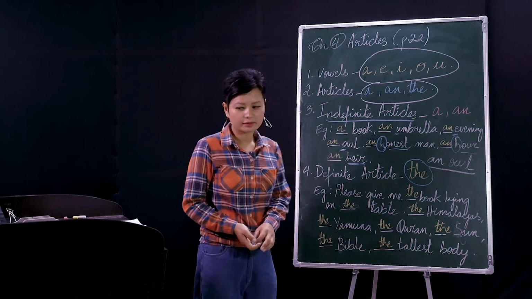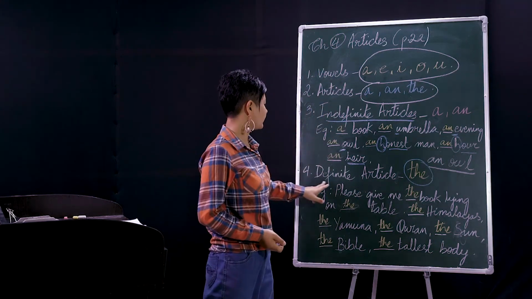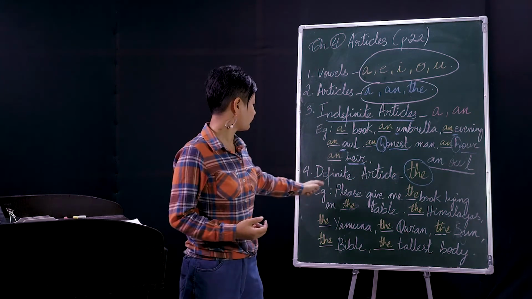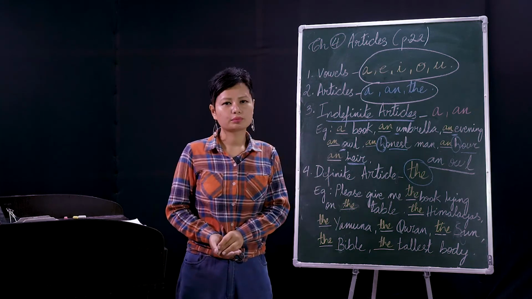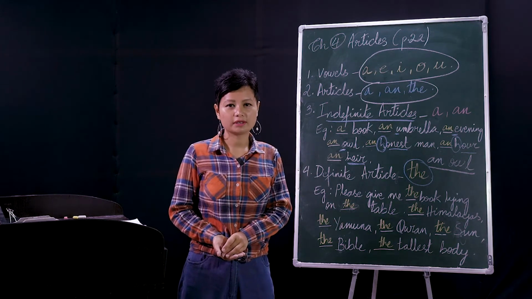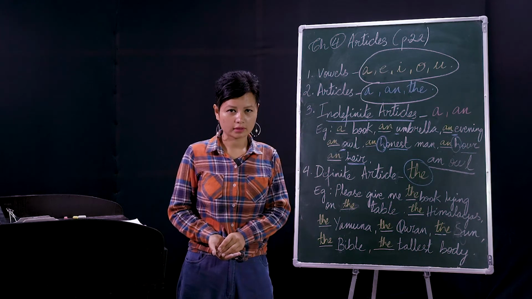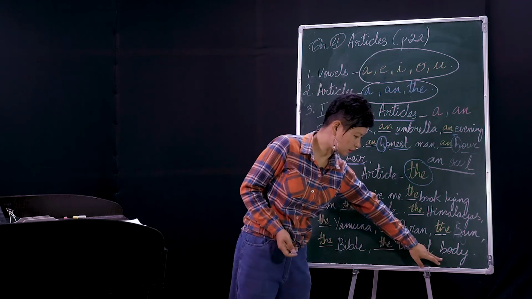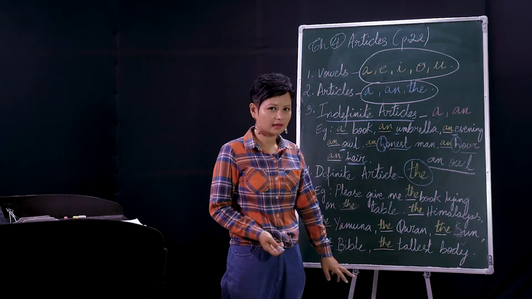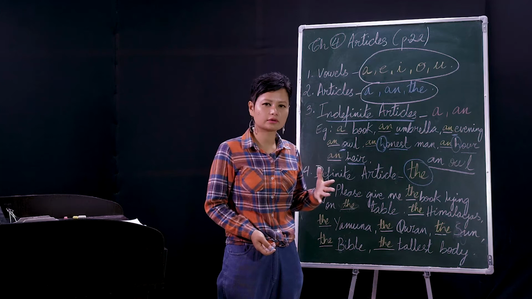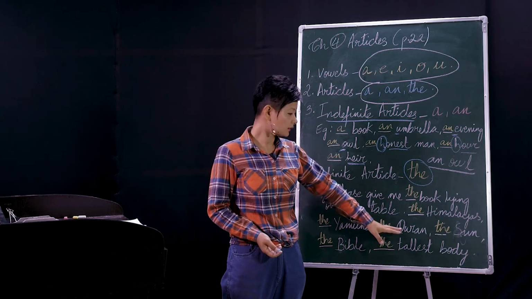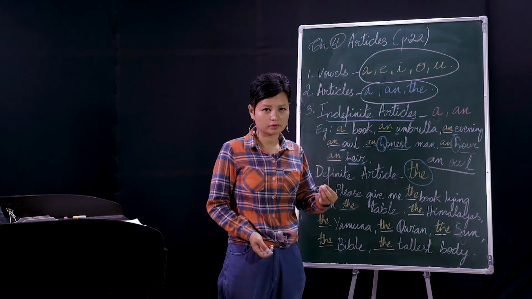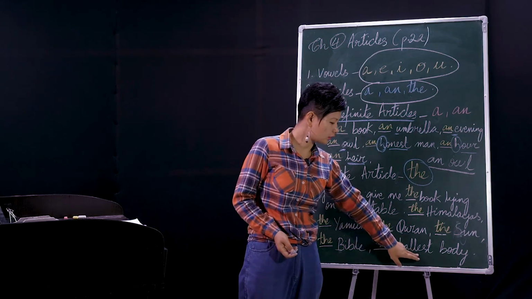And then the third rule under definite article is that we put the definite article the in the superlative degree of an adjective, right? So see, this is the superlative degree, the tallest body. So see, we understand that it is the tallest body. There is no other body that is taller than this one. That is why for the superlative or the highest degree, we put the tallest building.